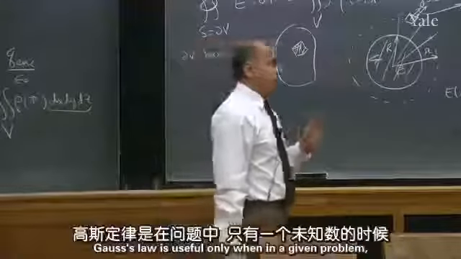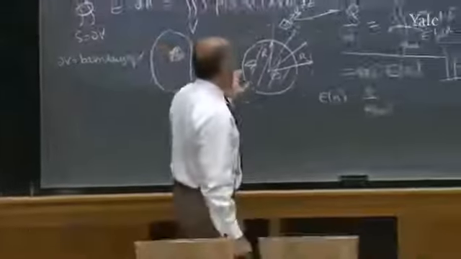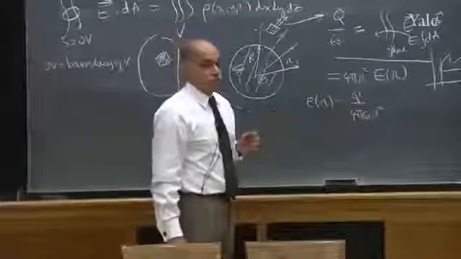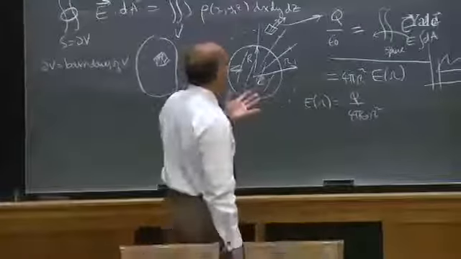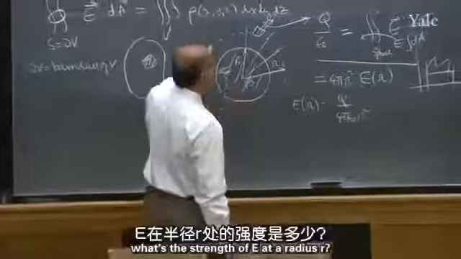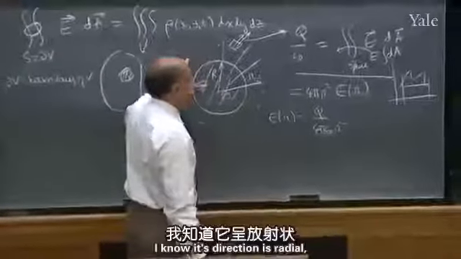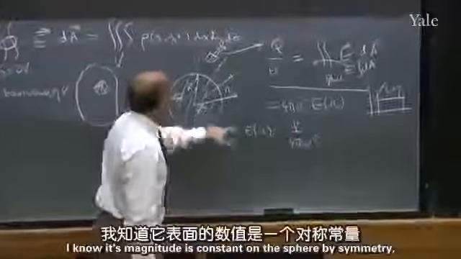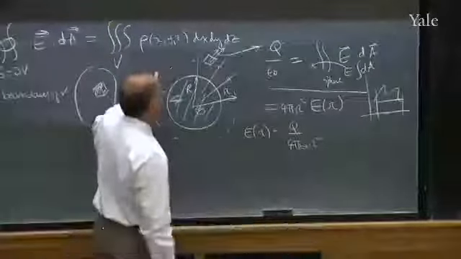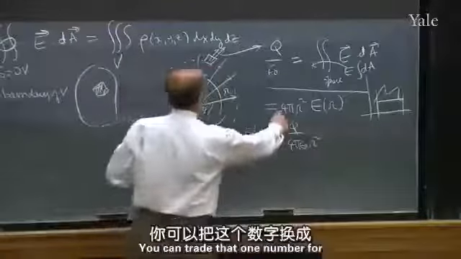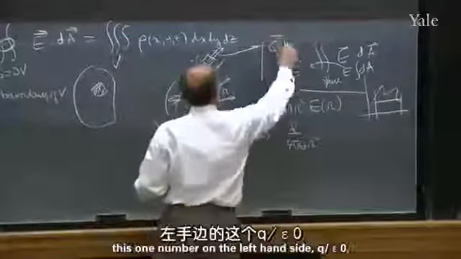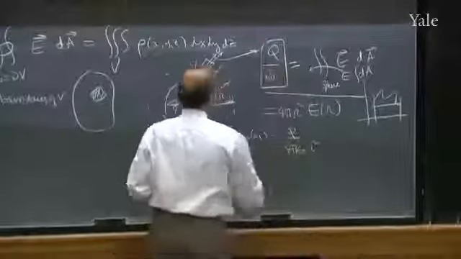Gauss's law is useful only when, in a given problem, there's only one number you don't know. That number here happens to be, what's the strength of E at a radius r? I know its direction is radial. I know its magnitude is constant on the sphere by symmetry, but what is the number? You can trade that one number for this one number on the left-hand side, Q over epsilon 0. You can calculate it.